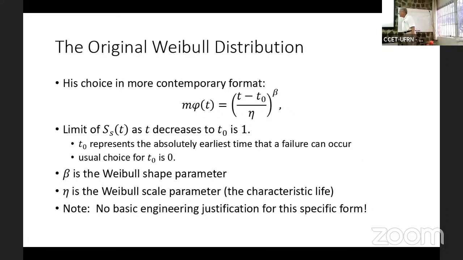Beta is called the Weibull shape parameter. Now this gets confusing because it will be called a scale parameter when we talk about the smallest extreme value distribution.